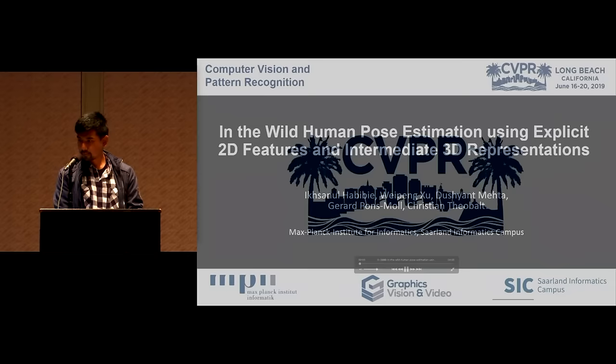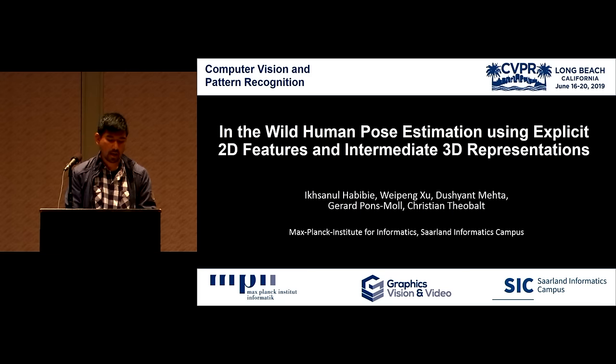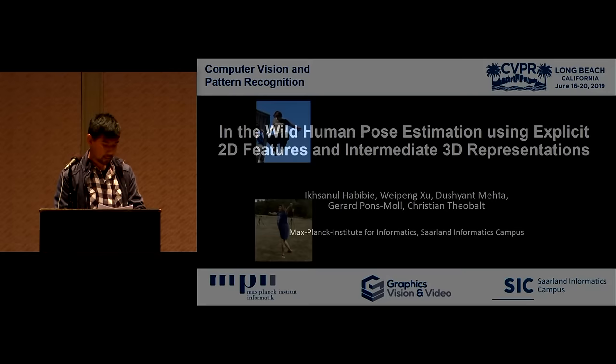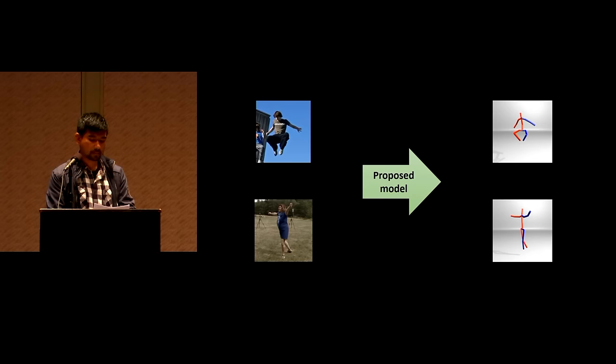Hi everyone, my name is Iksan, and today I will present our work on 3D human pose estimation enabled by a new intermediate representation. This is a joint work with my colleagues at the Max Planck Institute for Informatics. We present a method that achieves state-of-the-art monocular 3D human pose estimation on individual images.